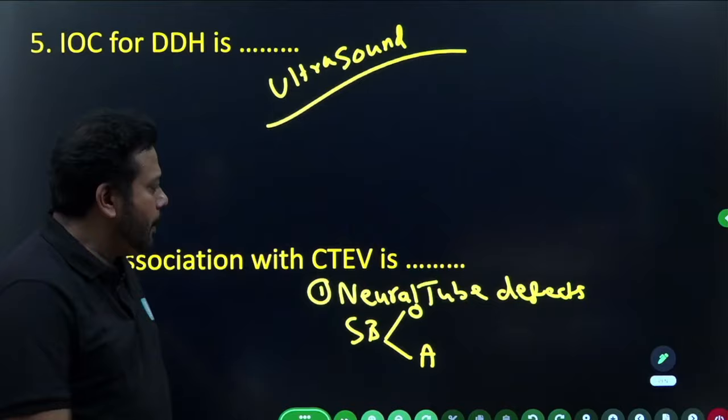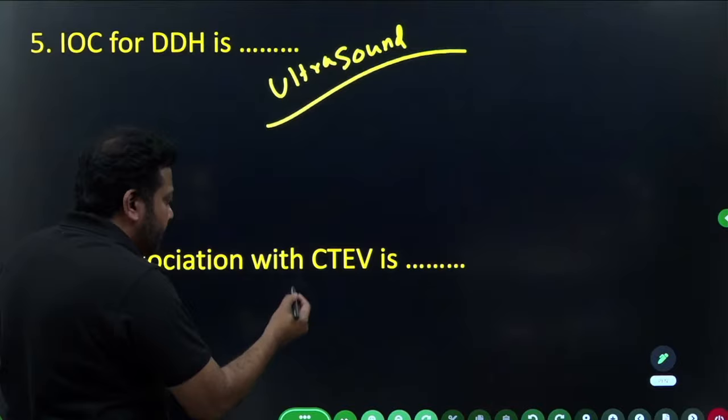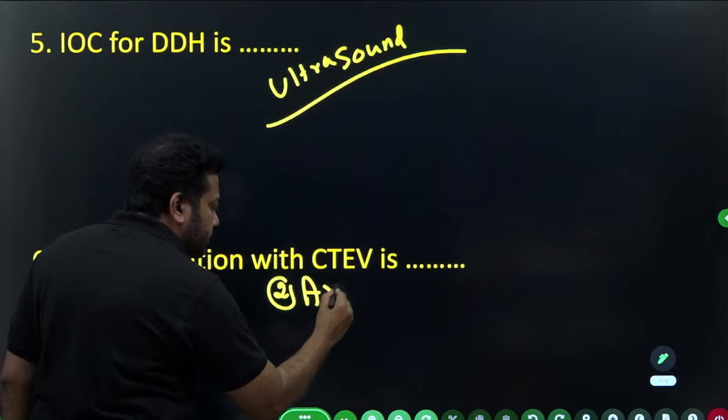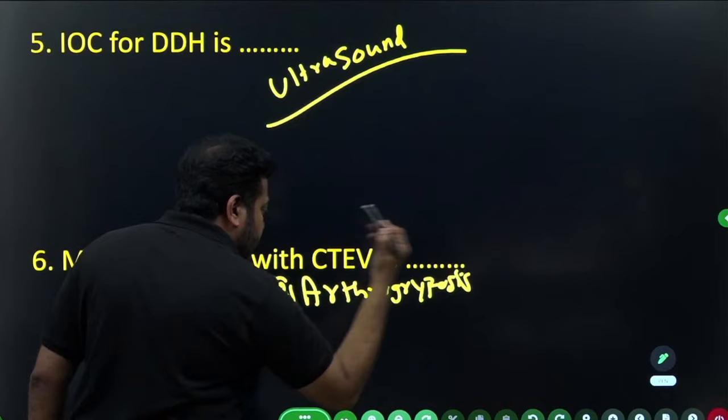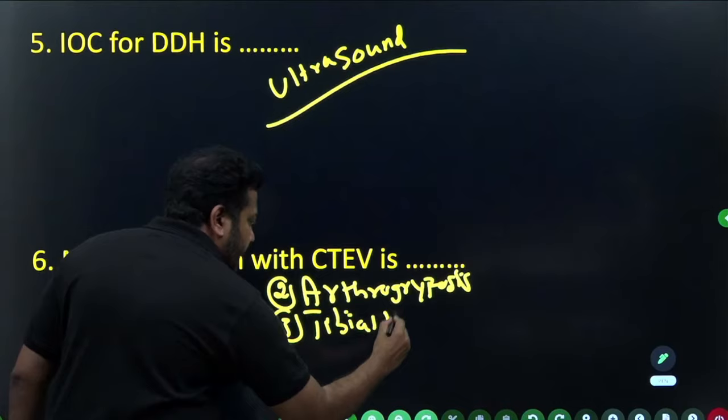Other associations, you all know, but it's my duty. If you want, yes, I will tell you. Most common association, I have told you. Other associations: arthrogryposis congenita is an association. It can be associated with tibial hemimelia. Asked question: tibial hemimelia.